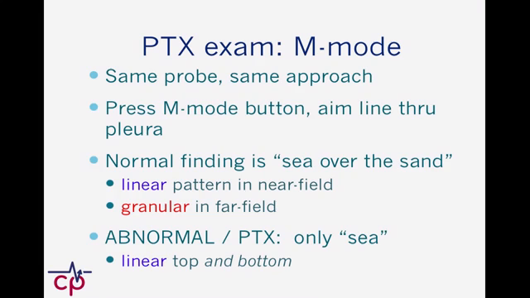So we use the same probe, the same approach. We try and put the ultrasound probe in exactly the same location we were in before. We press the M-mode button a couple times, and it basically gives us a new representation of that data. And so in this case, a normal finding we call the seashore sign, or sea over the sand. So what we should see is this kind of linear artifact on the top of the screen, or the near field, and this granularity in the bottom part of the screen, or far field. And I'll tell you what that represents in a second. The abnormal finding, or the pneumothorax, it'll be linear everywhere. So let's see what that looks like.